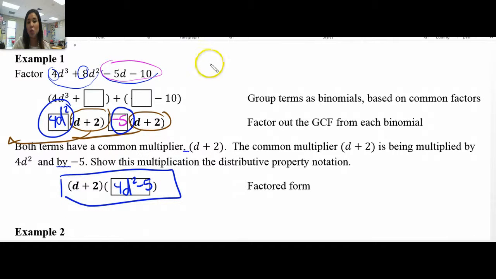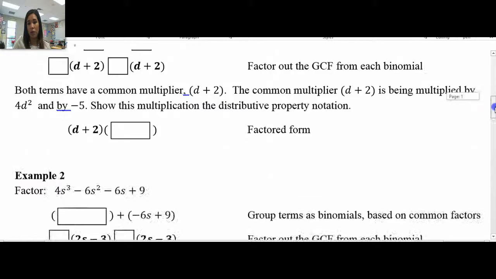Now remember, guys, there's no reason for you to get this wrong. If you're taking a test, go back and check your work. d times 4d squared, d times -5, 2 times 4d, 2 times -5. Test it out. See if you actually do end up with this big, long polynomial.